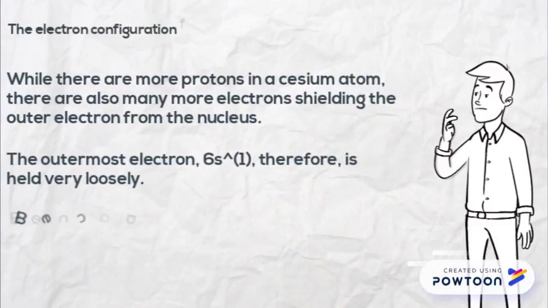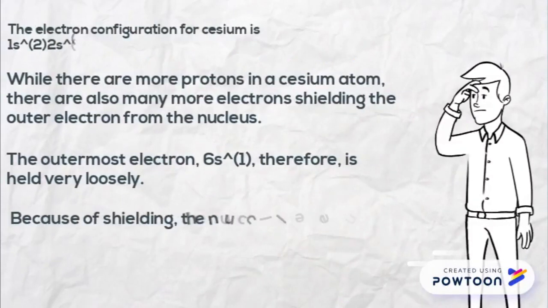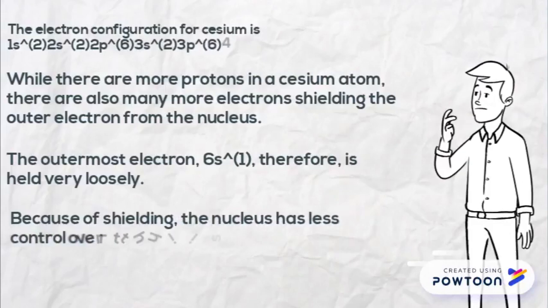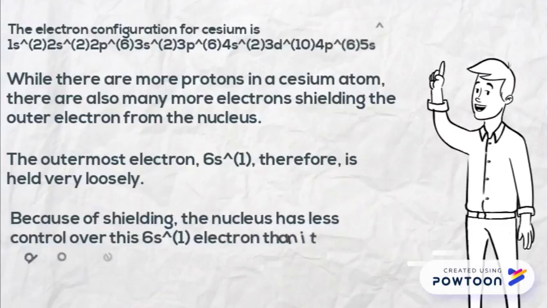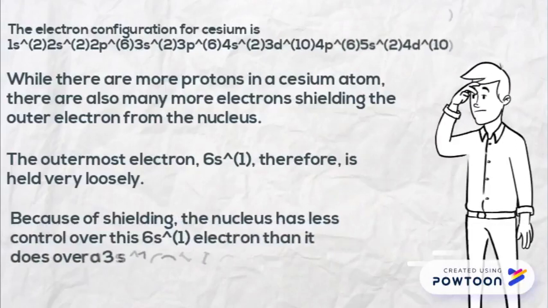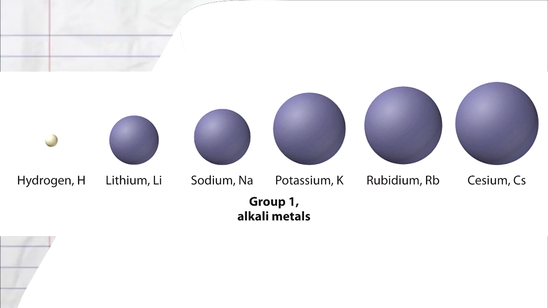However, the electronic configuration for cesium is 1s2, 2s2, 2p6, 3s2, 3p6, 4s2, 3d10, 4p6, 5s2, 4d10, 5p6, and 6s1. It has a higher number of inner shells, therefore has a higher shielding effect. This causes its atomic size to be bigger than sodium.